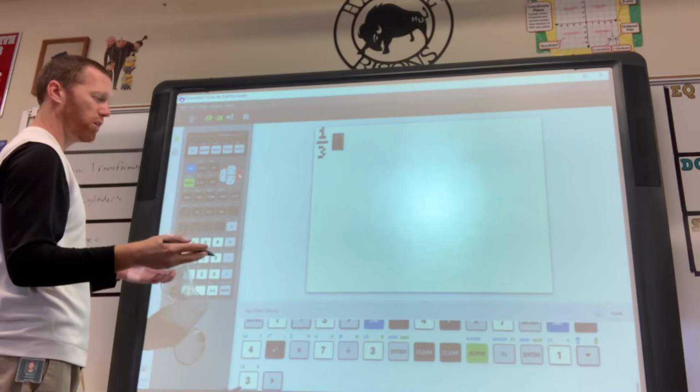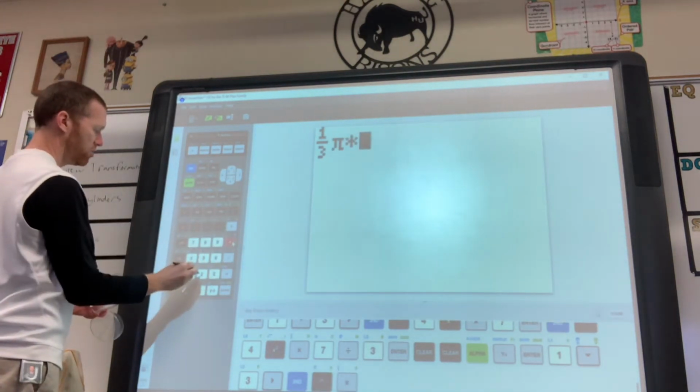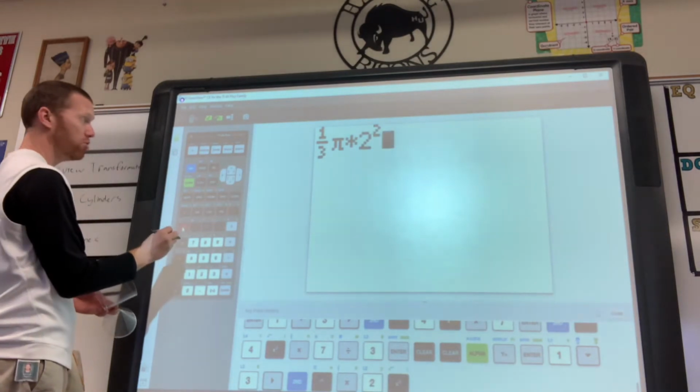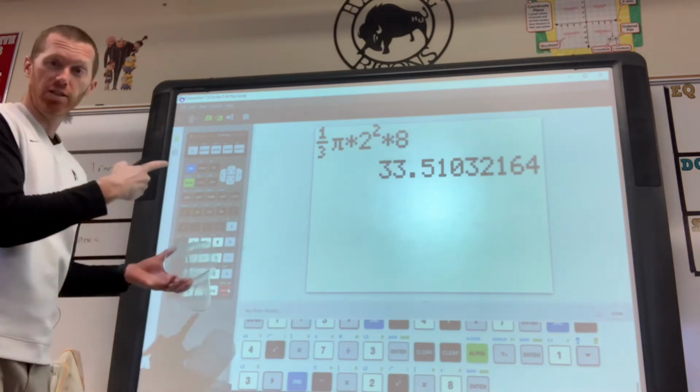It was pi r squared times the height. So I'm going to make a pi, and then times the radius, which was 2, so times 2 squared, times the height, which was 8, and that gives me an answer. And that's the right answer.